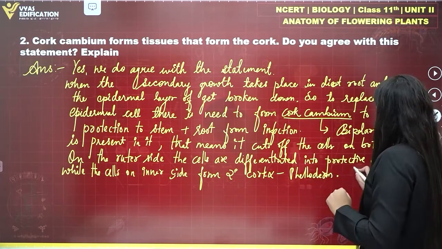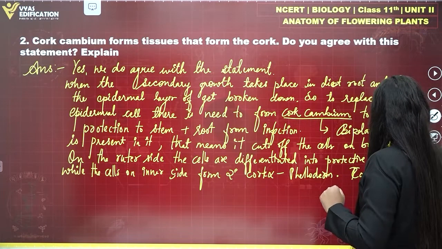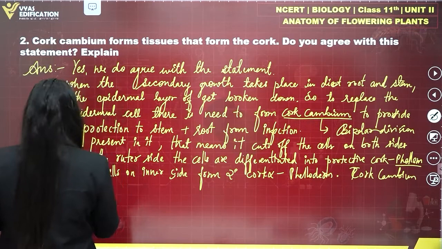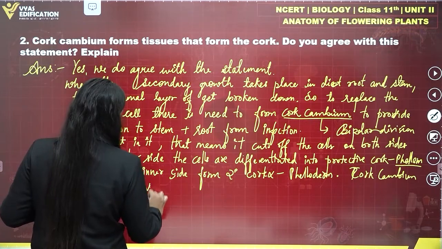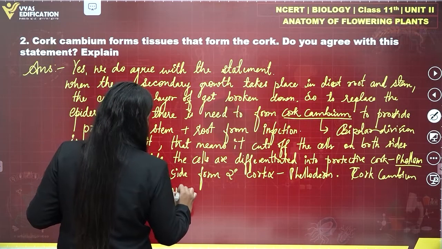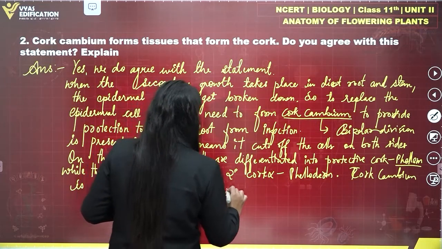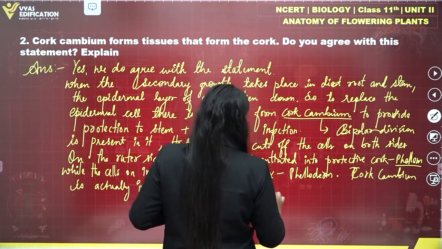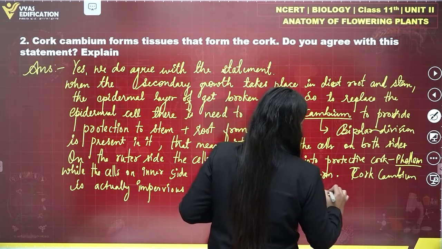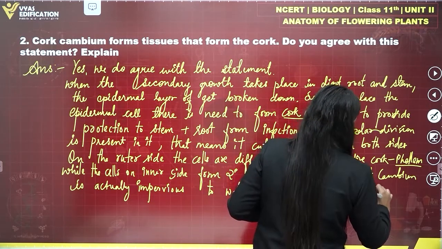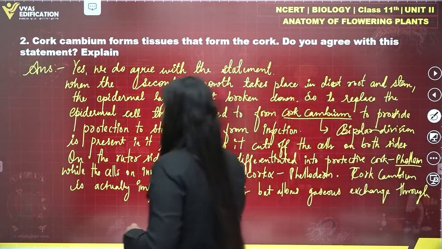All right. Now, this cork layer is actually impervious. It does not allow water transport. So it is impervious to water, but allows gaseous exchange through lenticels.